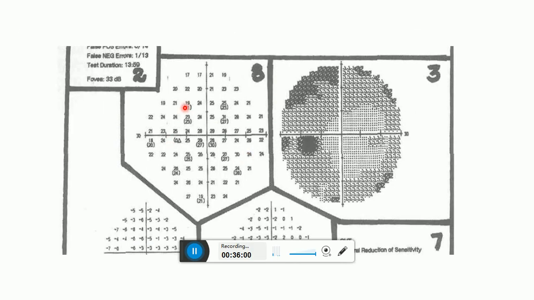Zone 8 is the raw data collected by the machine and consists of the retinal sensitivity and decibel values of each point tested for that program. Absolute scotoma is indicated by a 0 dB value.